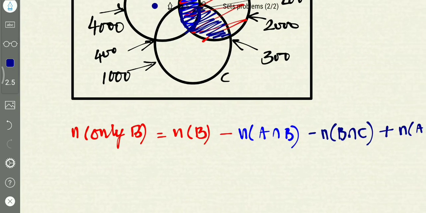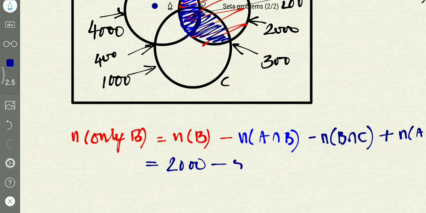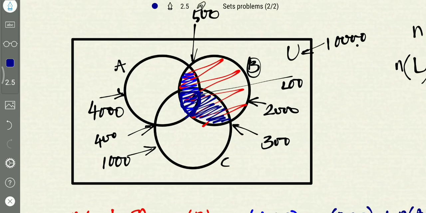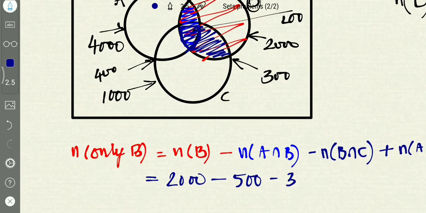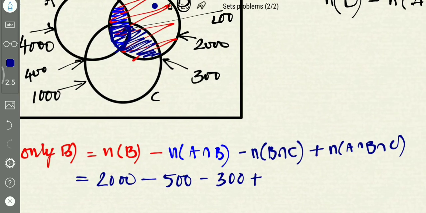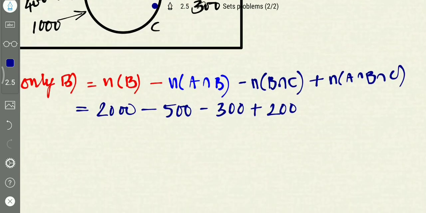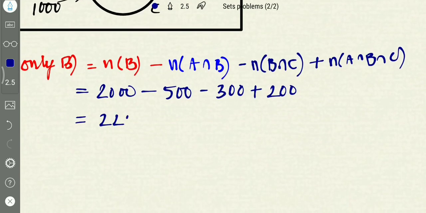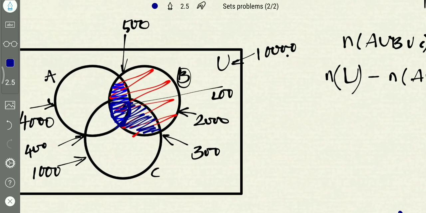So what will be the answer? n of B is 2000, minus n of A intersection B, which is 500, minus n of B intersection C, which is 300, plus n of A intersection B intersection C, which is 200. So what is the answer? This is 2200 minus 800. So the answer is 1400.